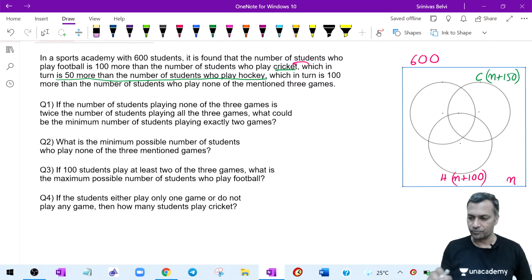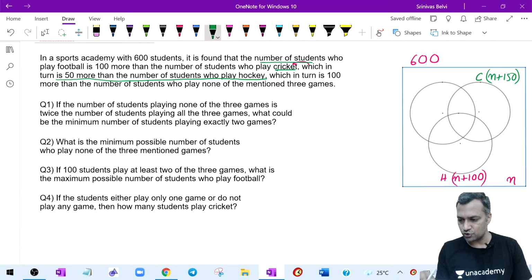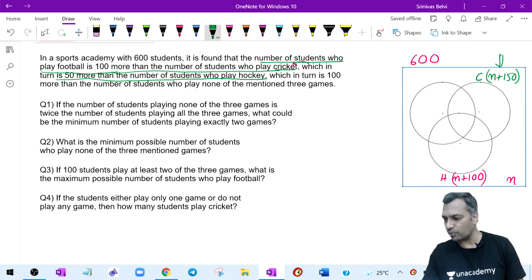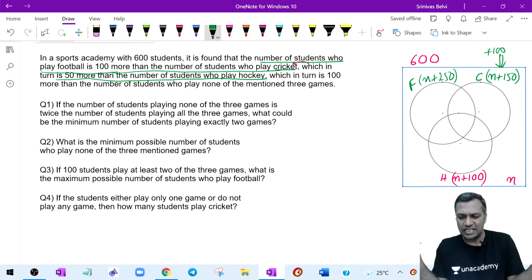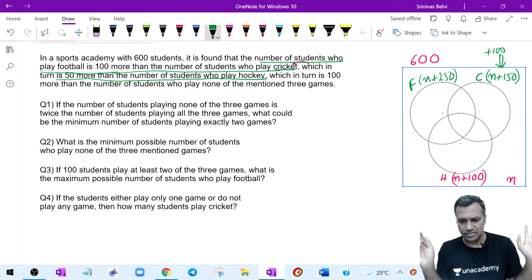Alright, let's go further. It is found that the number of students who play football is 100 more than the number of students who play cricket. I have a reference point for cricket, therefore I will write the football. How much more? It should be an additional 100. Therefore, football is nothing but N plus 250. This is what you have. This is the starting point. The data is finished.